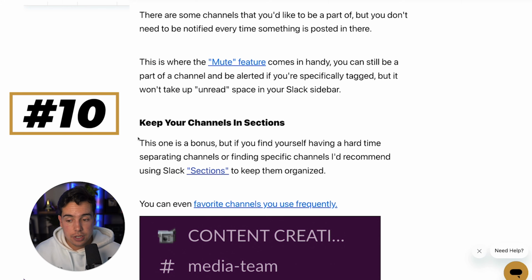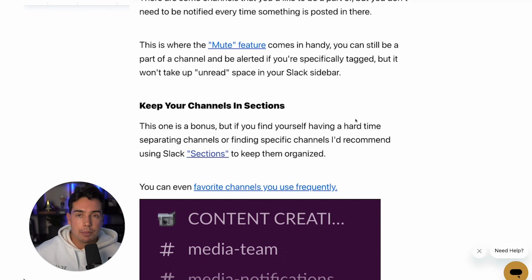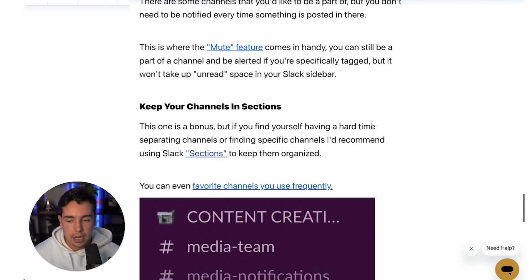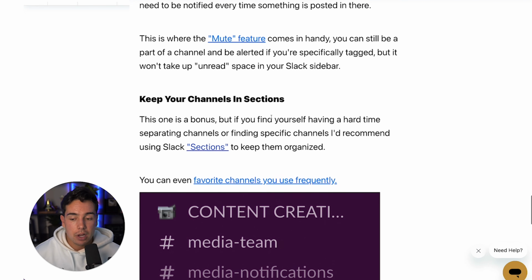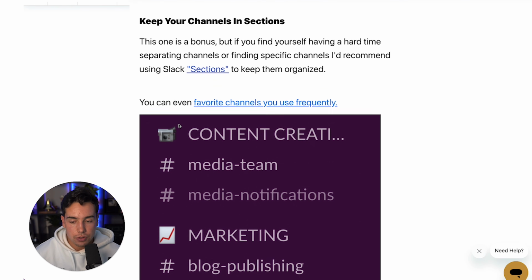Keeping your channels in sections is another great one. Slack, I think, sorts them automatically alphabetically, so if you're having a hard time finding the specific channels you want, I recommend using Slack sections to keep them organized. And then you can even favorite channels that you use frequently.